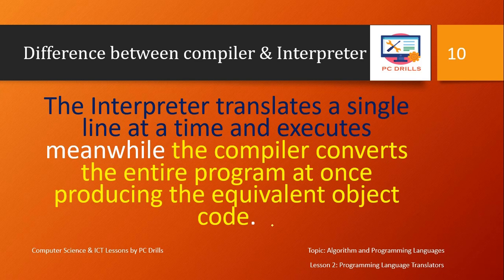So the difference is the interpreter checks one line, interprets, and executes that particular phrase before going to the next statement. It checks the next statement, interprets, and so on. Meanwhile, the compiler checks the entire program, the whole source code, and converts it at once. Sometimes we say the interpreter is faster, sometimes the compiler is said to be faster. But the main difference is just this: the interpreter translates one line at a time, meanwhile the compiler translates the whole program at once before it runs the program.